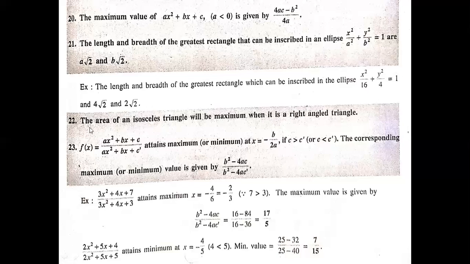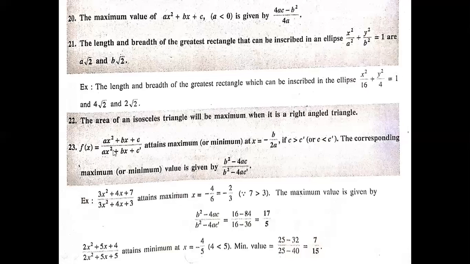Okay. Next, the area of an isosceles triangle will be maximum when it is a right angle triangle. Only if it is a right angle triangle, then the area of the isosceles triangle will be maximum.